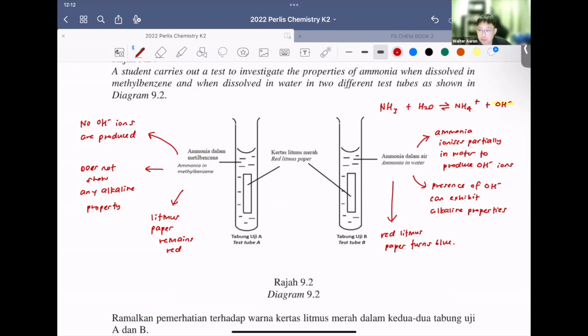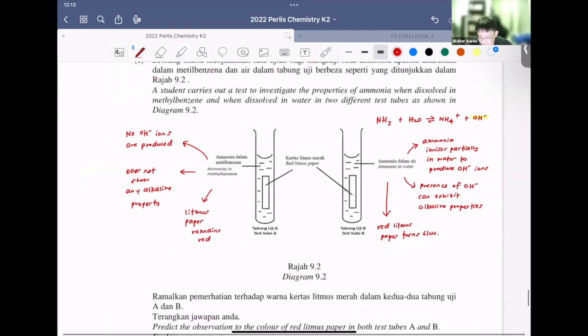So again, ammonia dissolved inside methylbenzene is normal, it can dissolve there, but it will not be able to produce OH minus, so therefore it will not show alkaline properties. But for the right side, ammonia ionizes in water, it does produce hydroxide ions, and the presence of hydroxide ions can exhibit alkaline properties. And because of that, the red litmus paper will be able to turn blue. All right, so I hope that it explains everything and you'll be able to understand that.